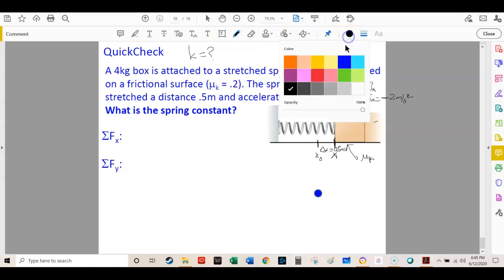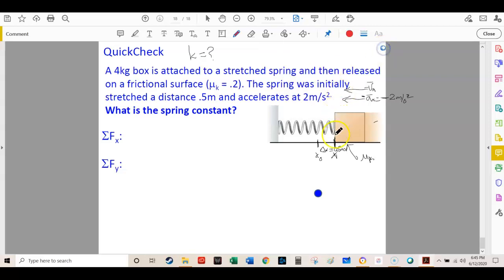Let's go ahead and do our coordinate system, and then list out all the forces that we know are acting on this object. So our coordinate system is going to be up and down and left and right. It is going to have forces in the left and the right. Positive x is to the right, negative x is to the left, negative y is down, positive y is up. That looks pretty good.